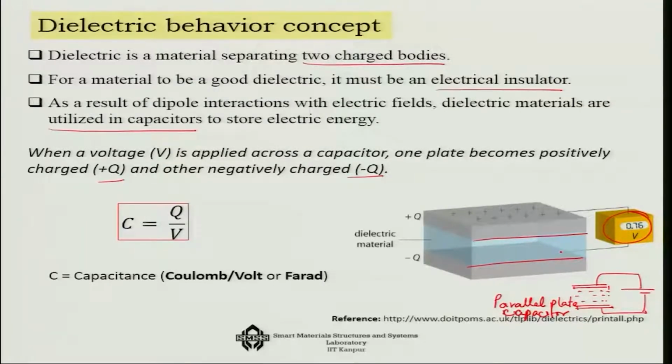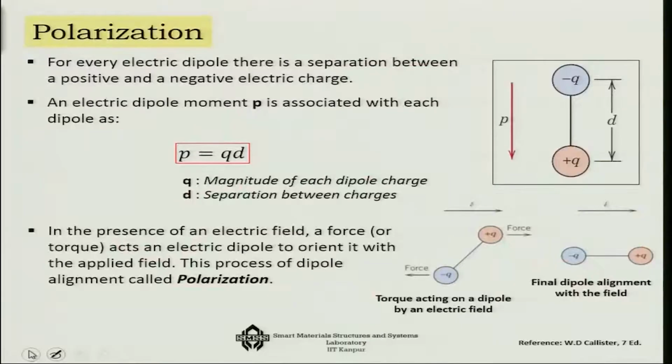The capacitance C is described by this very common equation, C equals Q over V, where C is the capacitance, whose unit is coulomb per volt, or farad. Of course, the type of capacitors that you will usually see are in the range of 10 to the power minus 3 farad, or so to say microfarad. Those are the more common types of capacitors you will usually see.